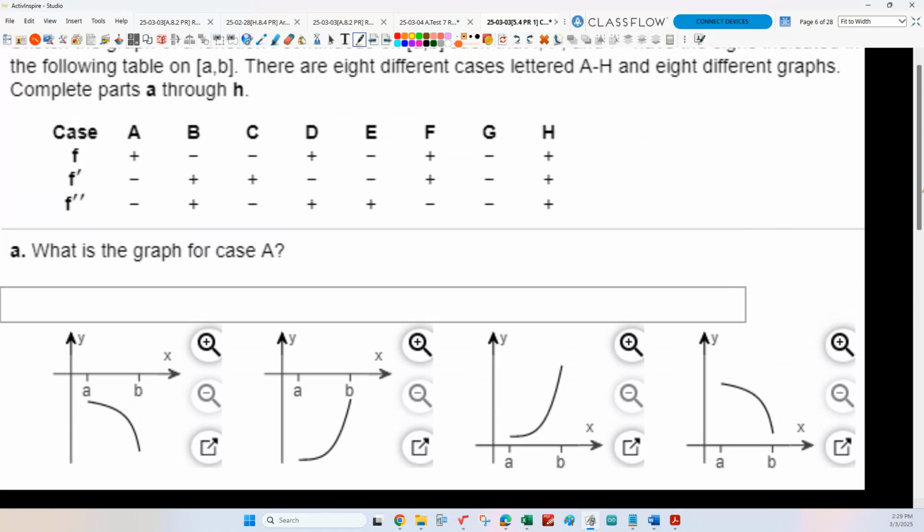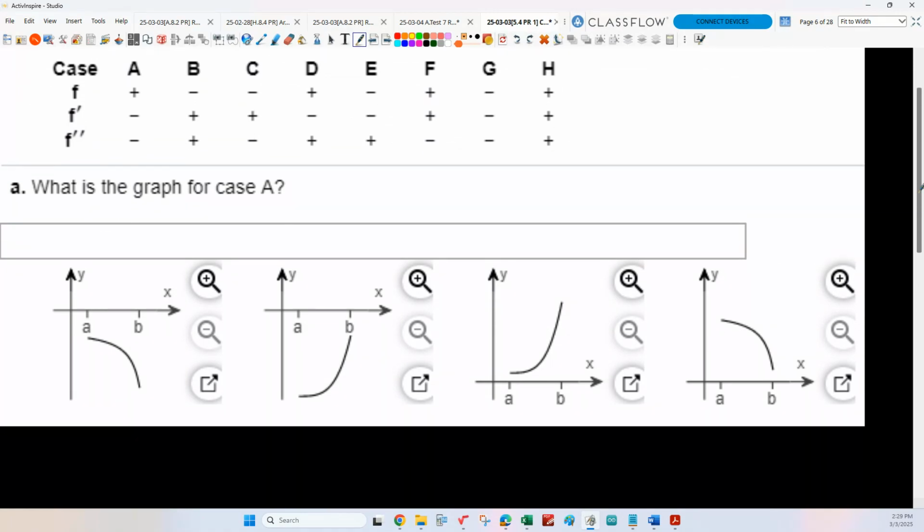The function is positive valued, the first derivative is negative valued, and the second derivative is negative valued. So I want you to tell me which of those could be A. Think about it, discuss it with your neighbor real briefly. You're going to vote 1, 2, 3, or 4. First, second, third, or fourth. We're looking at this guy right here.